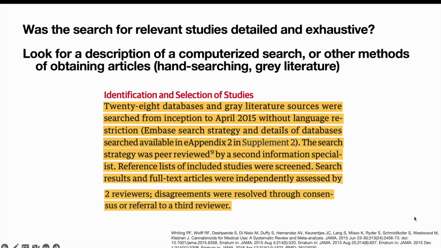Oh, and in here it says the search results were independently assessed by two reviewers, and disagreements were resolved through consensus or referral to a third reviewer. So it wasn't just one person going through and using their judgment. It was more than one person seeing if they agreed whether to include those studies. And if the two reviewers didn't agree, then it went to a third reviewer to kind of be the tiebreaker.